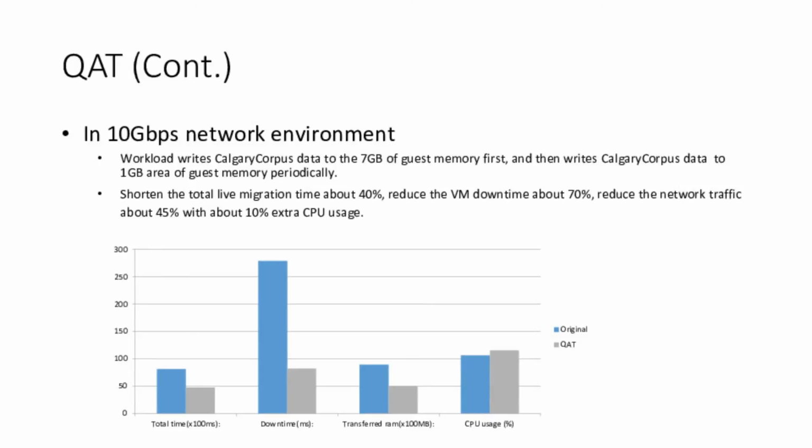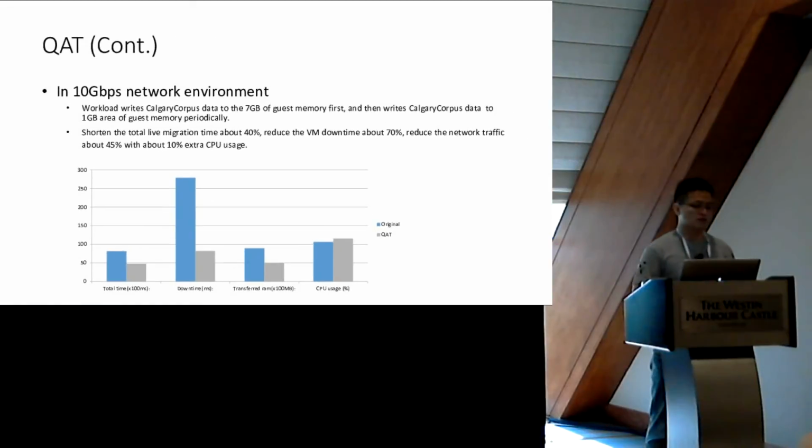This is the test result if we use QAT. The workload is that the guest continuously generates Calgary corpus data. This kind of data is used to benchmark the performance of compression. We can see from the result that the total live migration time can be reduced by 40%. The downtime can be reduced by 70%. Also, the networking traffic can be reduced by 45%. Also, we can release 10% of CPU resources.